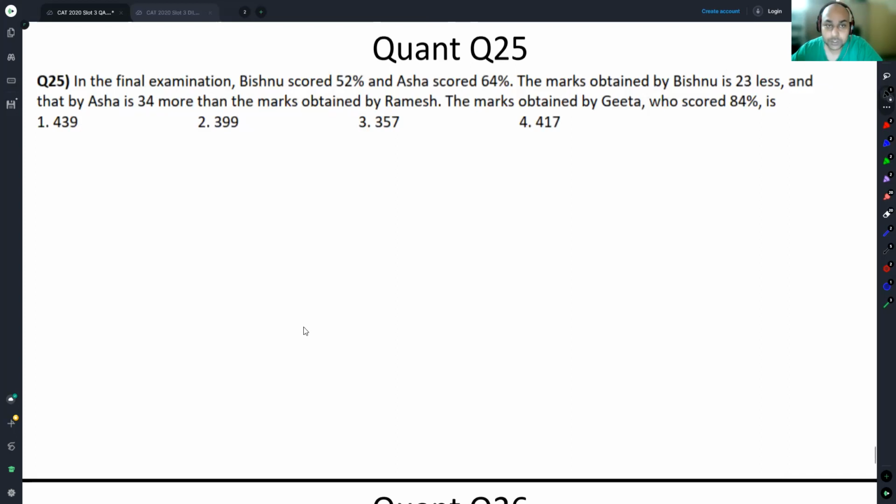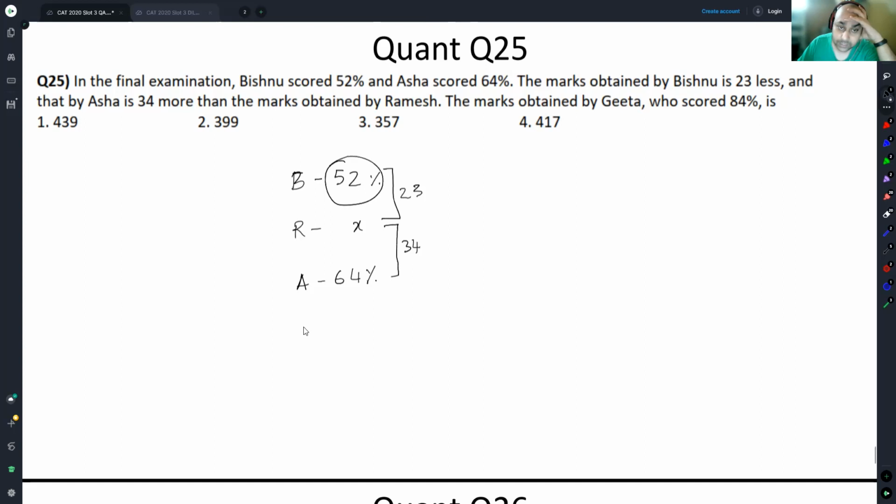In the final examination, Vishnu scored 52% and Asha scored 64%. So Vishnu is at 52%, Asha is at 64%. The marks obtained by Vishnu are 23 less, and those by Asha are 34 more than the marks obtained by Ramesh. Let Ramesh be somewhere, let his score be this. This gap is 23, and this gap is 34.